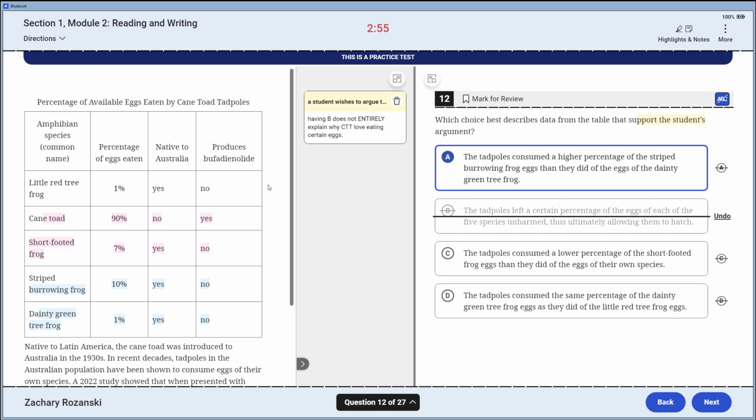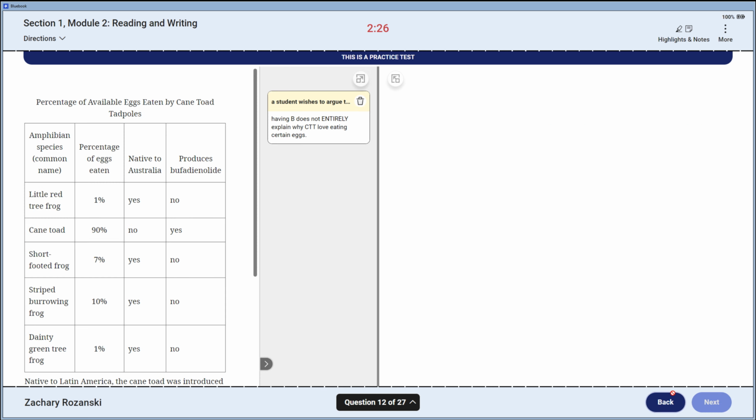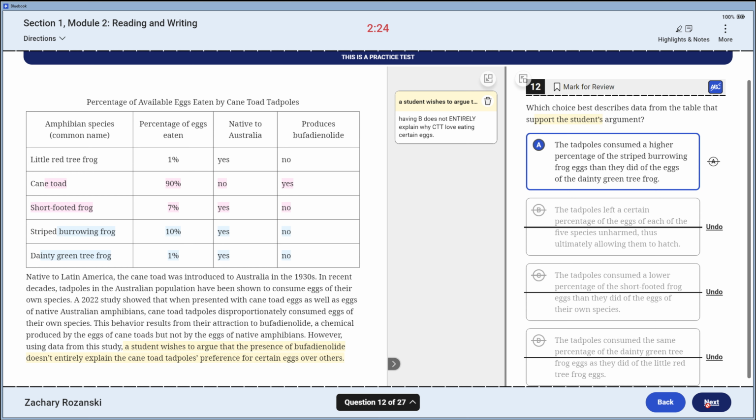So we have to compare these two. It's not entirely Y. The presence of B is not entirely Y. So here B is present and there was a disparity. That seems to refute them. Whereas in this one, where they both don't have it, but there's a huge disparity, it absolutely confirms it. Tadpoles ate the same percent of dainty tree frogs as they did little red tree frogs. No, so they're both 1%. So this would hurt their conclusion as well. This is the same percentage of eating and not having it, so they must love that thing. Cross that out. Move on.